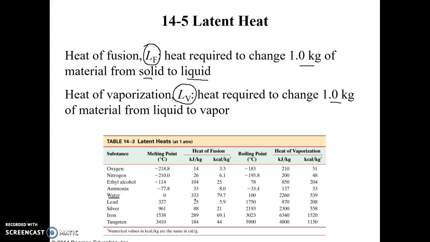Melting point is 0 degrees Celsius. And the heat of fusion in kilojoules per kilogram is 333. That's how many kilojoules it takes to melt 1 kilogram of ice to change it from a solid to a liquid. And then the boiling point of water is 100 degrees, and it takes 2,260 kilojoules to vaporize 1 kilogram of water.